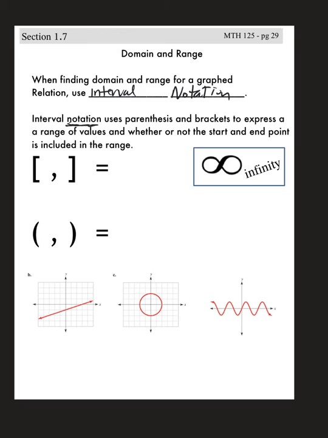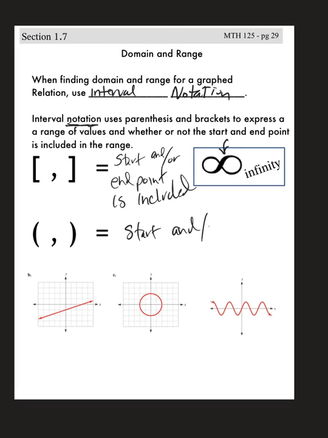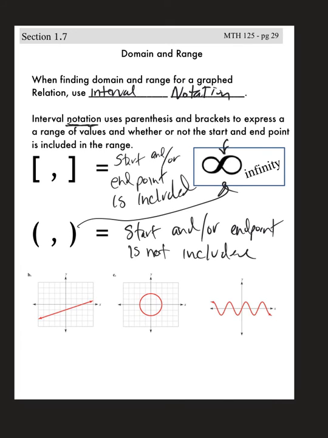Interval notation uses parentheses and brackets to express a range of values and whether or not the start and end point is included in that range of values. Important to know that a lot of times infinity is a thing when you are putting the range down. Brackets matter. If you have the square brackets, that means that the start and/or end point is included. If you have parentheses, that means the start and/or end point is not included. Anytime you have infinity, it has to have parentheses with it. You can't pinpoint an end point or a start point with infinity.